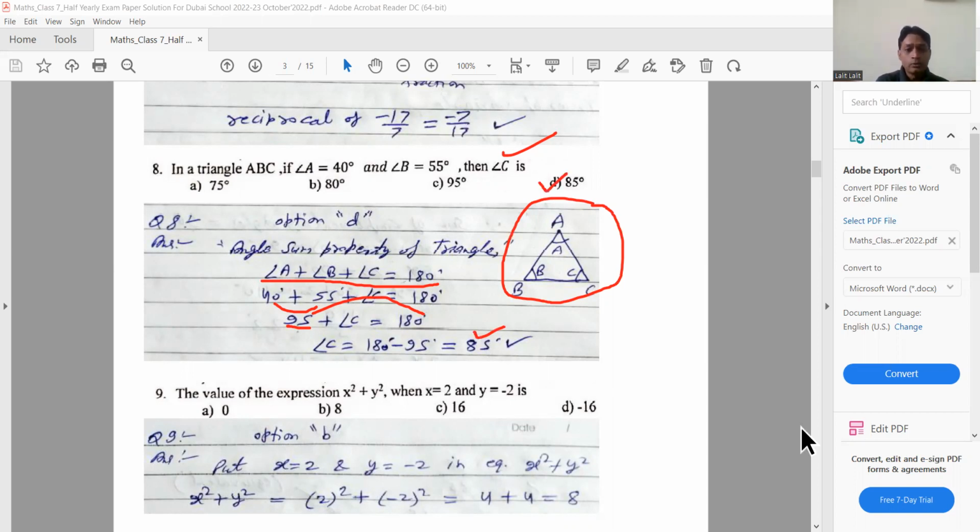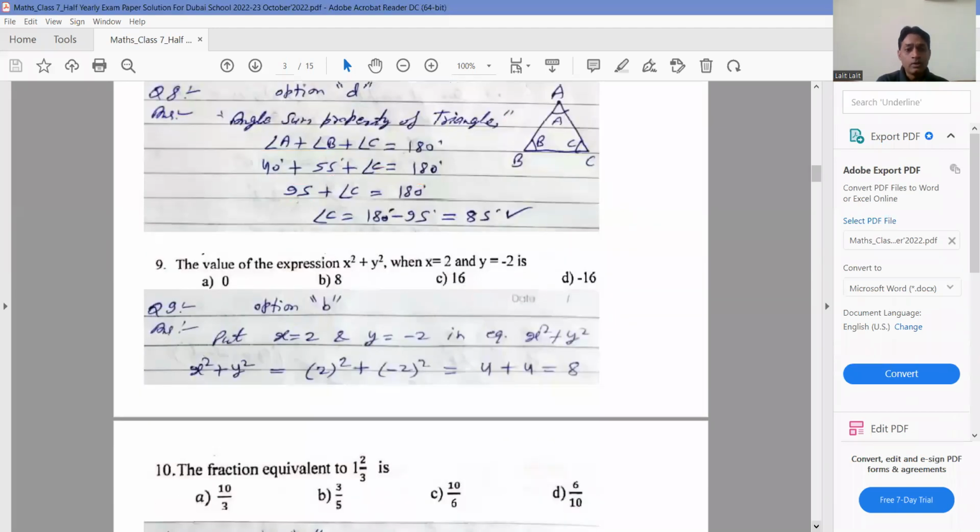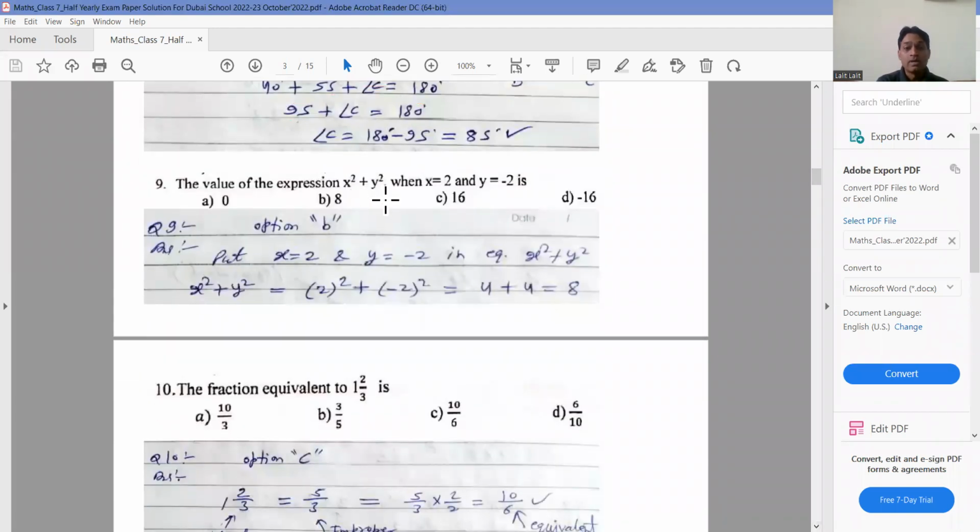Now let's go through question number 9. The value of the expression x square plus y square when x is equal to 2 and y is equal to minus 2. It is very simple. Just put the values of x and y in this expression. So x square plus y square, when x is equal to 2, is 2 square plus minus 2 square. 2 square is 4 and minus 2 square is also 4. So 4 plus 4 is 8. The correct option is B.